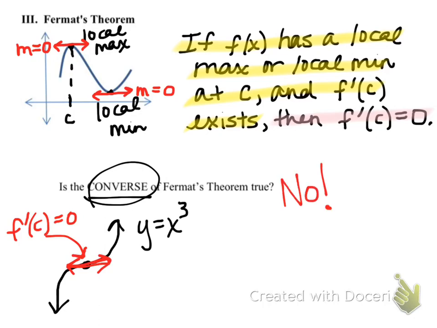So what you need to get out of this is an understanding that just because the derivative is equal to 0, that doesn't mean that you automatically have a max or a min. If the derivative is equal to 0, all that tells you is that you have a nice horizontal tangent line. That's it. We're not guaranteed that we have a local max or local min just because the derivative is equal to 0.